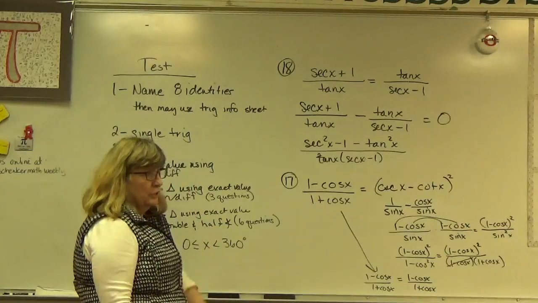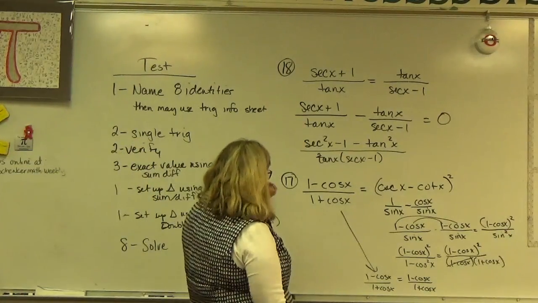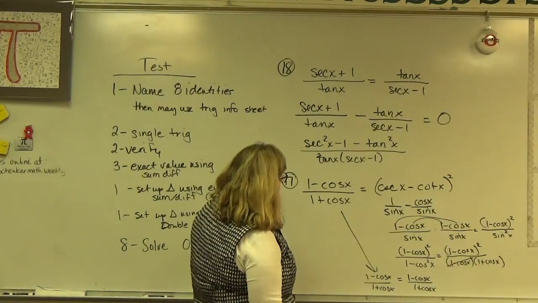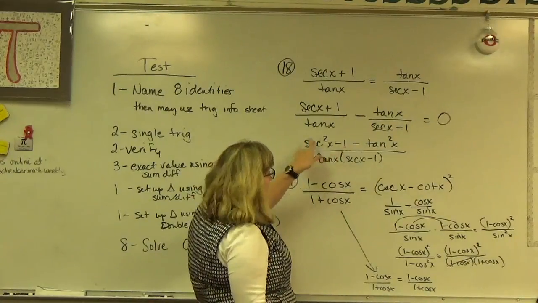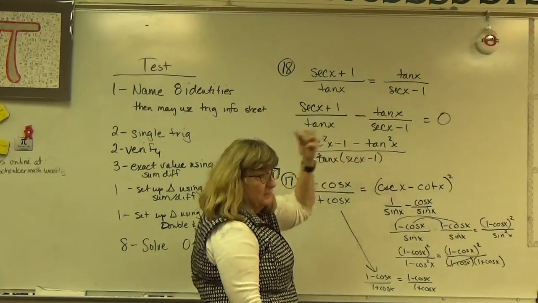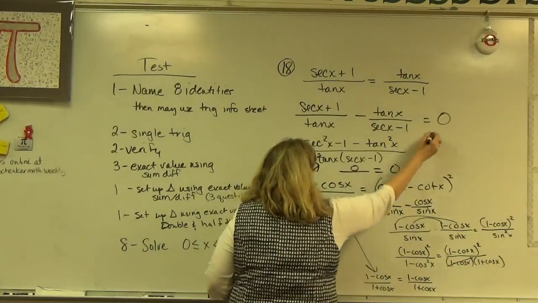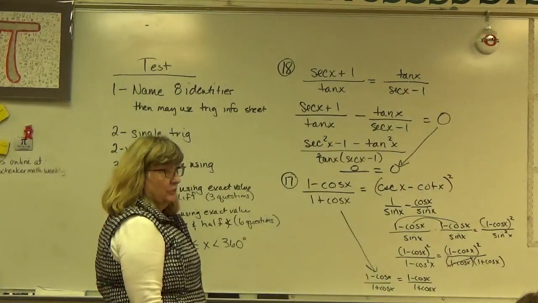Now, hopefully you're looking at your identities. That's tangent squared, right? Which one? The secant squared minus 1. Secant squared minus 1 is tangent squared, correct? So tangent squared minus tangent squared is 0. Whoa. So actually, I think that one was faster, to set it equal to 0.